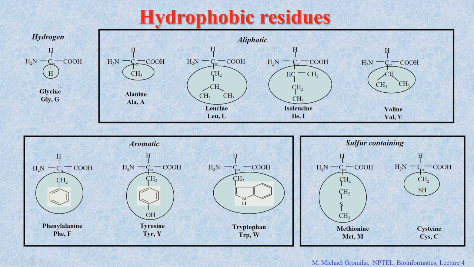This is the only amino acid which is not chiral, because here all four groups are not different. But in all the 19 other amino acid residues, the groups attached to the carbon are different, so they are chiral amino acids. So, the second group is aliphatic amino acid residues, right.